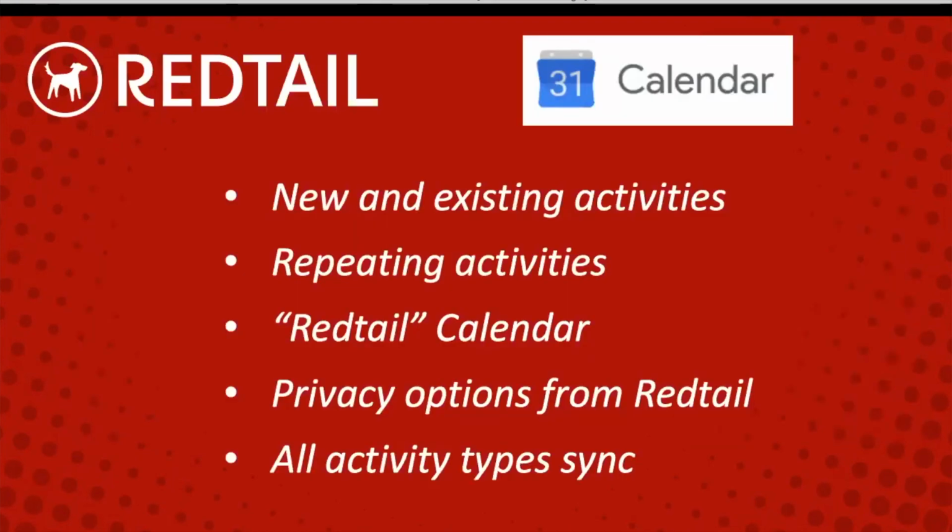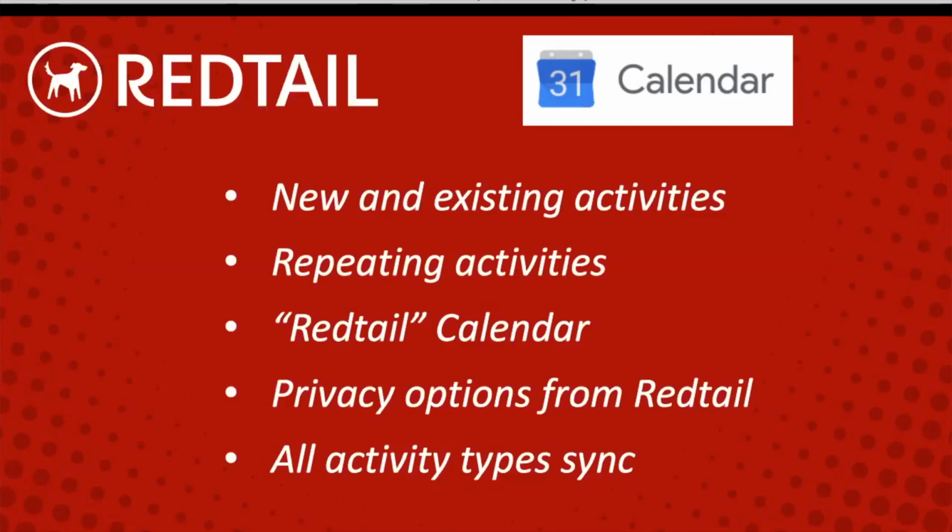And then as far as the calendar goes, some of this might be similar to the contacts, but with the calendar, new and existing activities will sync on the initial sync. And for that, the time period that it syncs is from today, 1 year into the past and 1 year into the future. So whenever you turn it on, 1 year into the past of activities and 1 year into the future of activities will sync over.